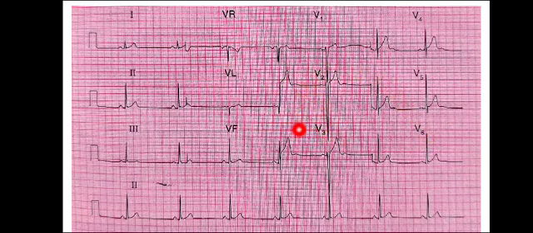the sum of the S wave with R wave either in the lead V5 or V6, whichever is taller, we add the deepest S wave with the tallest R wave, and if the sum of these two waves is greater than 35 millimeter, this is termed to be left ventricular hypertrophy, and this is the Sokolow-Lyon criteria.